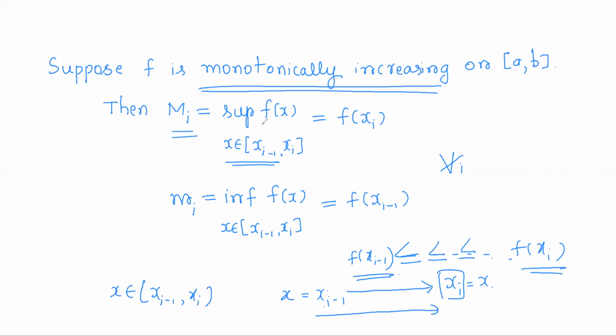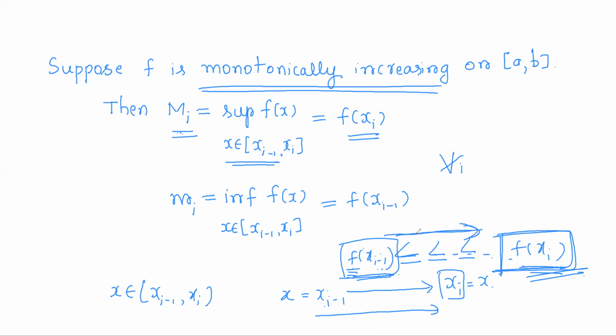So what is the least upper bound? The least upper bound of these values will actually be the maximum. So what is the maximum of all these values? The values start from f of xi minus 1, and as f is a monotonically increasing function, the function values gradually increase from f of xi minus 1 up to f of xi. So this will be the maximum value, the largest value. That will be nothing but the supremum. Similarly, what will be the infimum? Infimum means the greatest lower bound, that is, the smallest value.